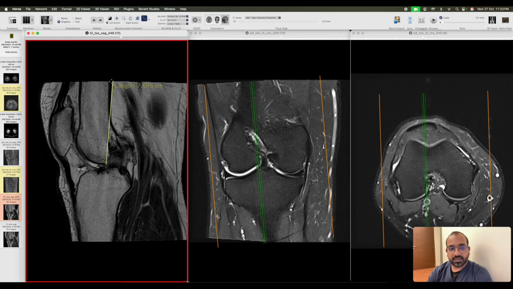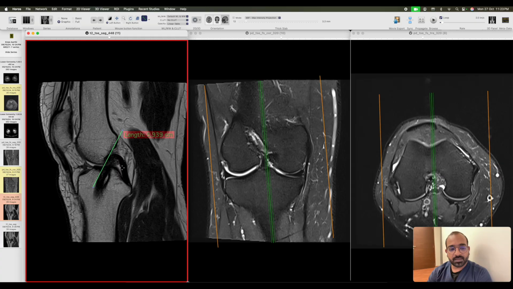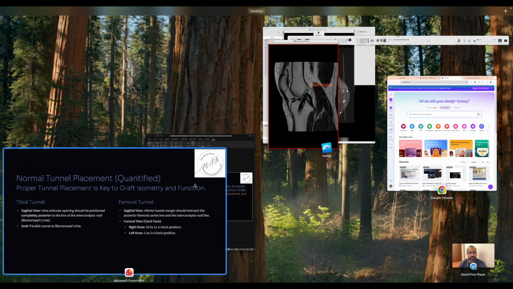Also, if we draw a line posterior to the posterior cortex of the femur, the femoral tunnel should lie posterior to this. This is one more thing. So this is a normal placement of the tibial and femoral tunnels. So that is one thing.